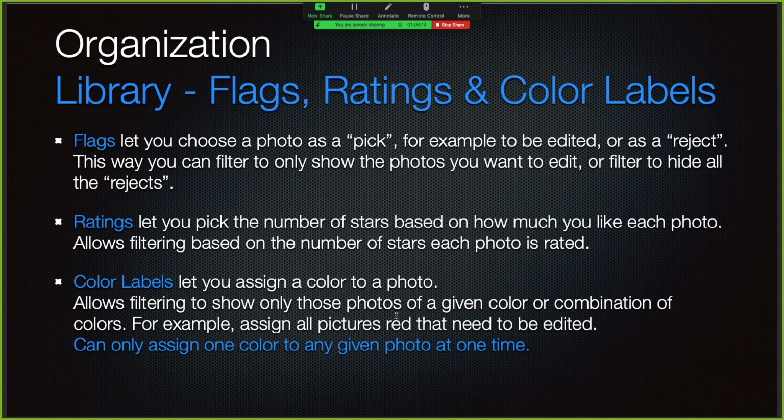So flags, ratings, and color labels. And we'll get into these in a little bit more detail, but real simply, flags let you choose 2 options, although when we're filtering, there's going to be 3. I'll explain that in a little bit, but there's 2 main flags. There's a pick, which is your regular flag, and a reject, which is your little flag with a little X in it. And the idea is you can think about it 2 different ways.